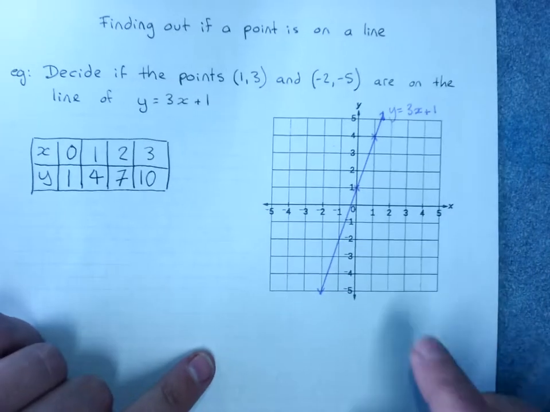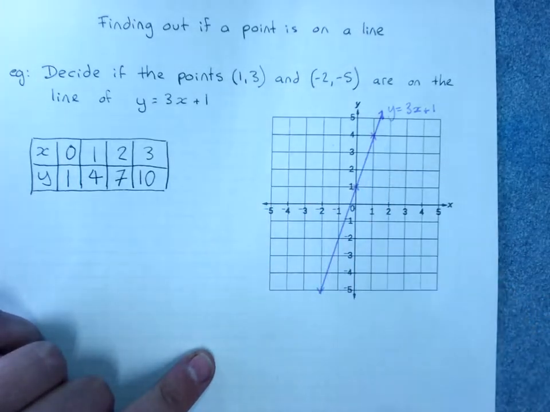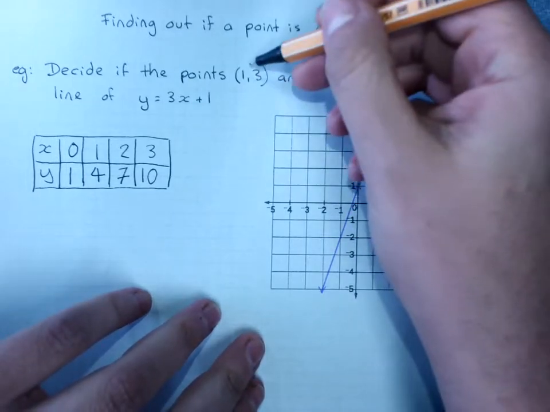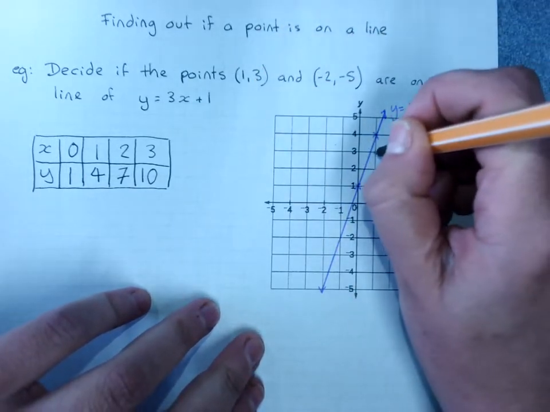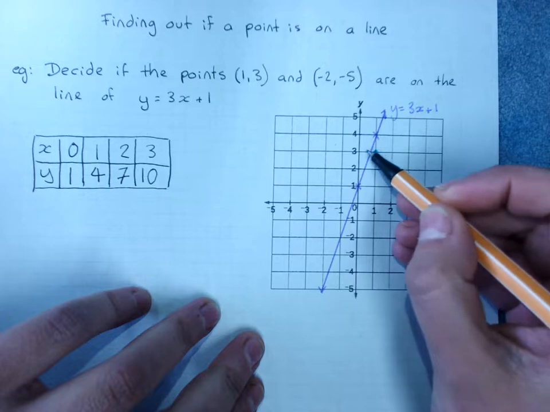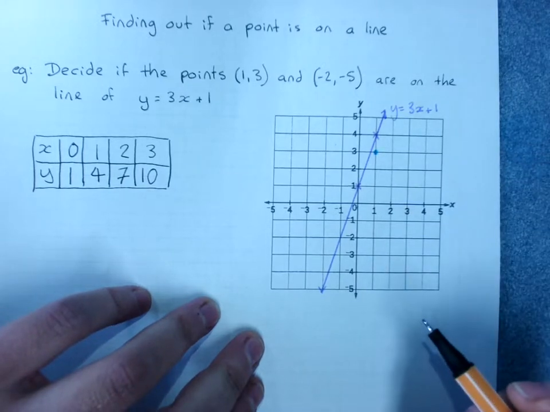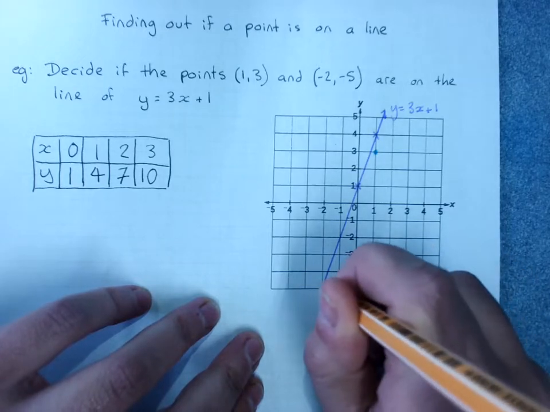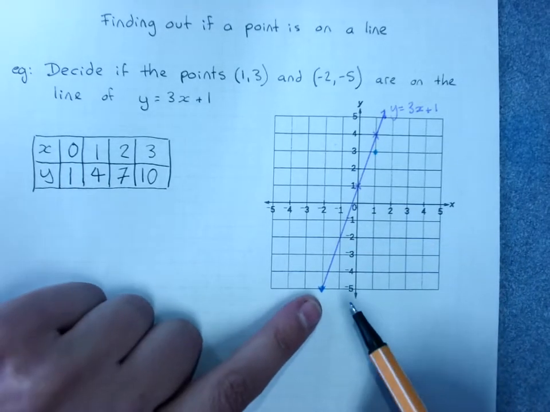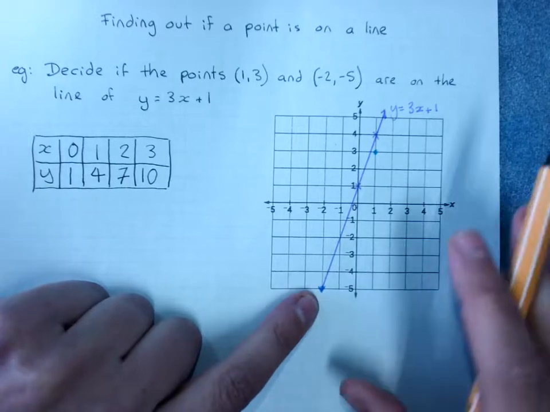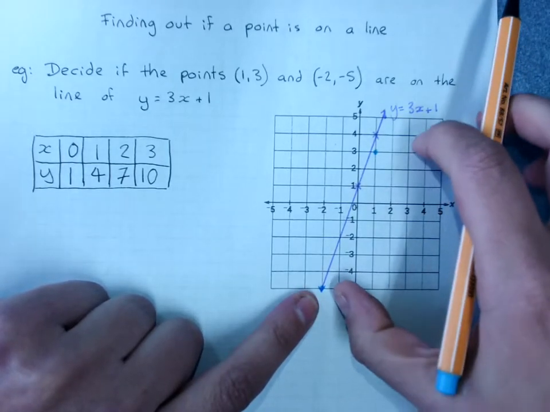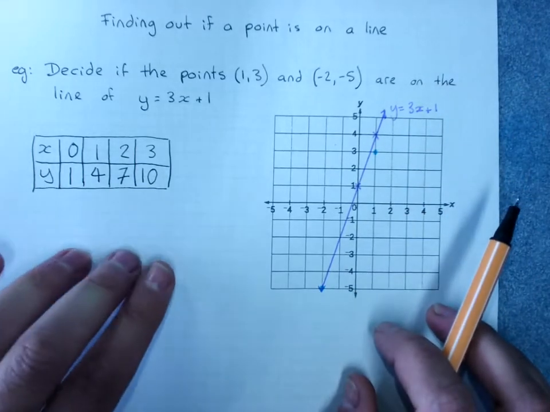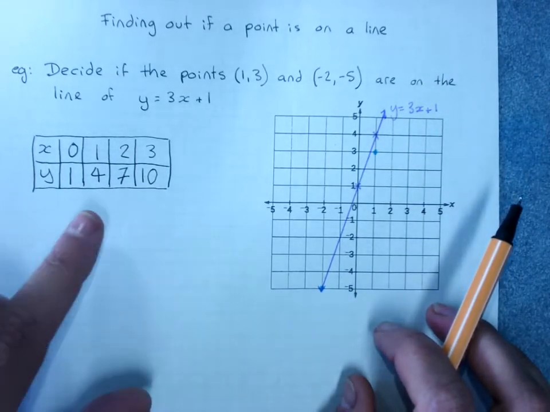Now obviously, if I want to know if these 2 points are on that line, I can just plot the points. (1, 3) is not on the line. (-2, -5) is on the line. But we don't have to graph the line to find that out. What we can do instead is look at our table of values.